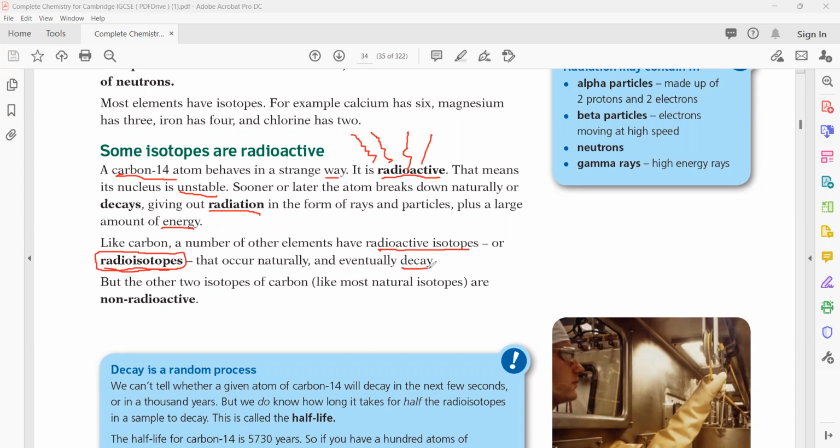What does decay mean? It will finish, it will not remain. But the other two isotopes of carbon, like most natural isotopes, are non-radioactive. What does it mean? There are no radiations coming from them. Understand, my dear? It's easy. The other two isotopes of carbon do not participate in any kind of radioactivity, or you can say that they are not able to give radiations. Okay.